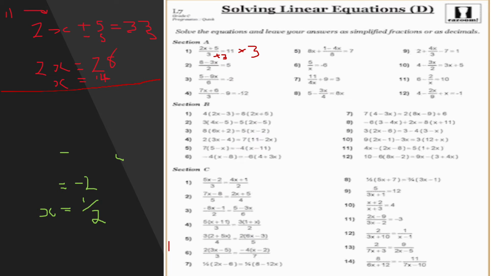Let's now look at section B. So we will only try 2 questions from section B and 2 questions from section C. So let's look at question number 1.